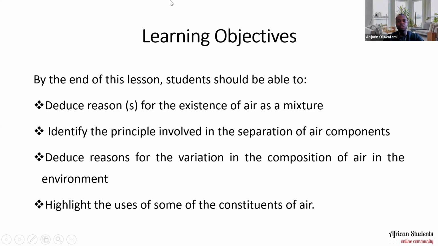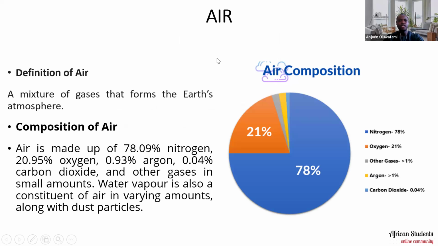Air. We want to start with the definition of air. What is it? How do we define air now? Okay, look at the screen. You can see that air can be defined as a mixture of gases. Air is a mixture of gases that forms the Earth's atmosphere. So in the atmosphere of planet Earth, there are different gases, and these gases are mixed up together, and that is what forms the Earth's atmosphere. So that is a simple definition of air.